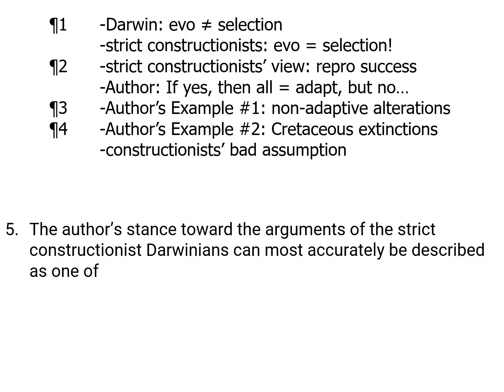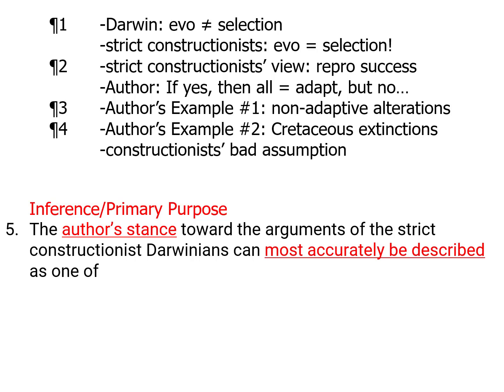Question 5. This question is asking us about the author's stance and what it could most accurately be described as, specifically the stance towards the arguments of the strict constructionist Darwinians. When a question asks for the author's opinion on something, unless the author said it directly, it's an inference question. But here it's not just an inference question, it's really also a primary purpose question, because the author's stance towards the strict constructionist Darwinians is pretty much the main point of the passage.